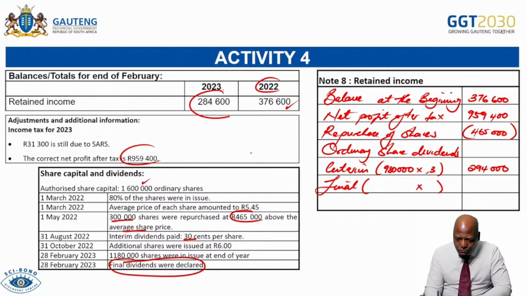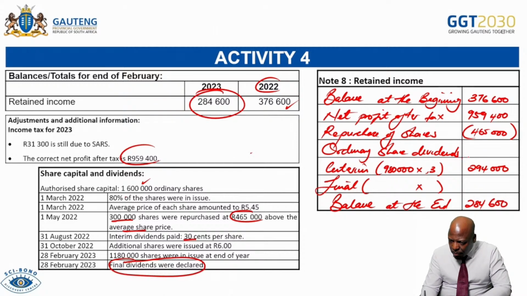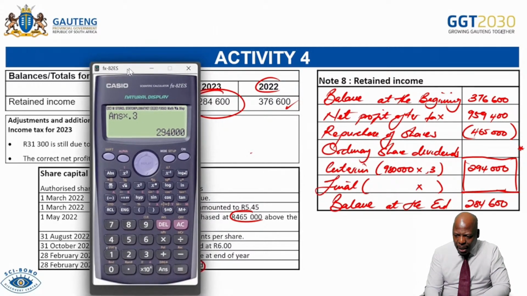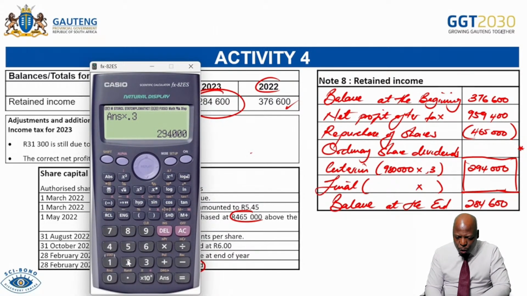But what the examiner gave you was the balance at the end. So you come here and you say balance at the end, and you have your 284,600. That means whatever I have in this box, I can calculate it and put it over there. So we can do the bottom-up calculation. Let's see if that can come out. So to do that one, I will now start from the bottom, which is 284,600. Then I'm going up.